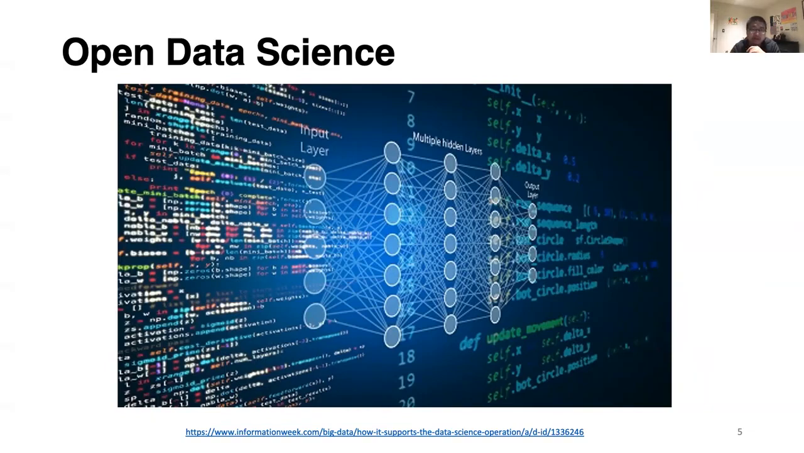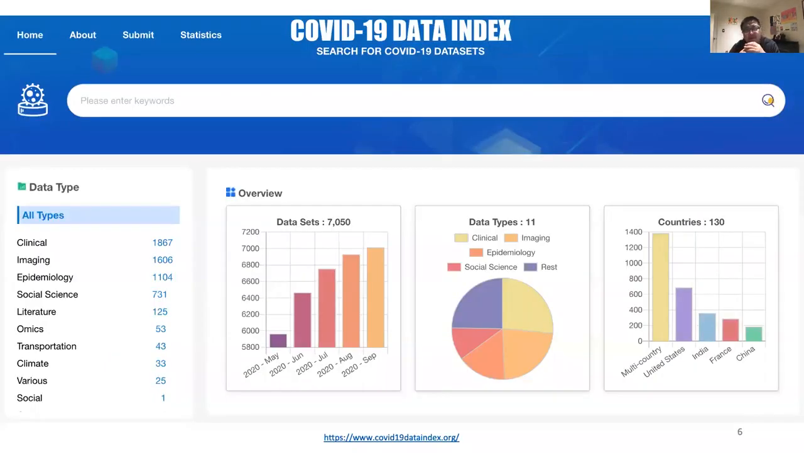And some examples, so this is a COVID data index built by researchers at the University of Texas Health Science Center at Houston, where they basically track the public COVID-19 related data sets and appropriately index them and create this COVID-19 data index, which is really a good resource for people to look for whatever data sets are related to COVID-19.